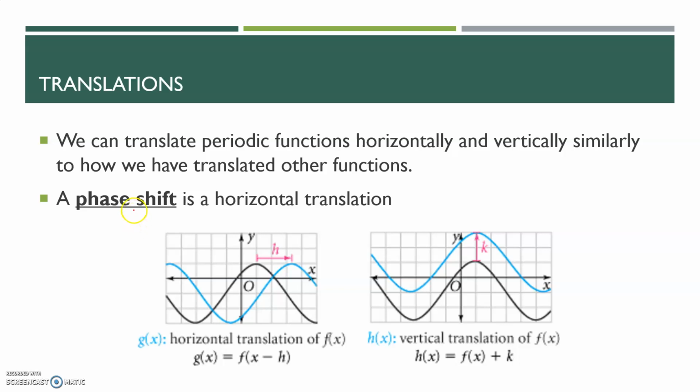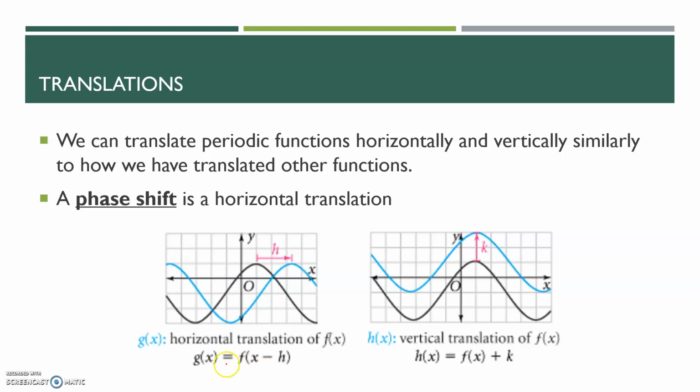You might see this word phase shift thrown around. What that means is a horizontal translation, only horizontal. Vertical translation is just called vertical translation. I'm not 100% sure why we have a special name for a horizontal translation, but that's called a phase shift versus a vertical shift.